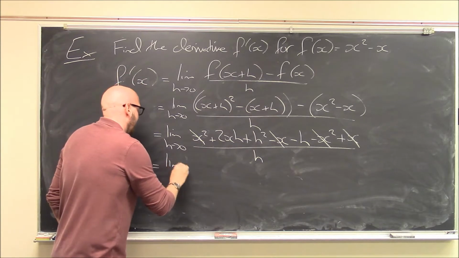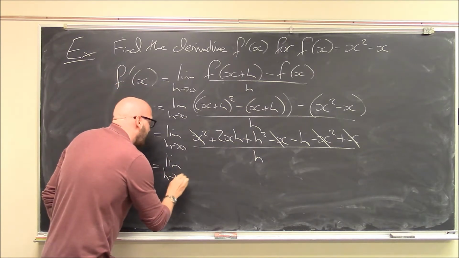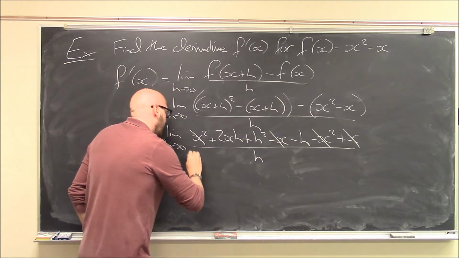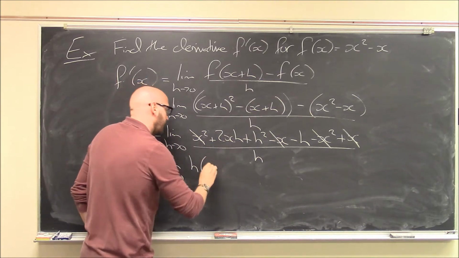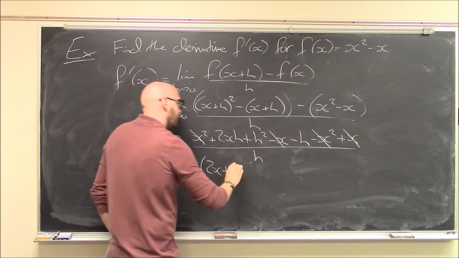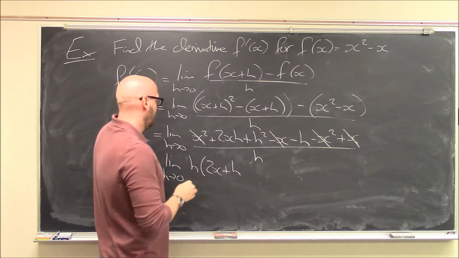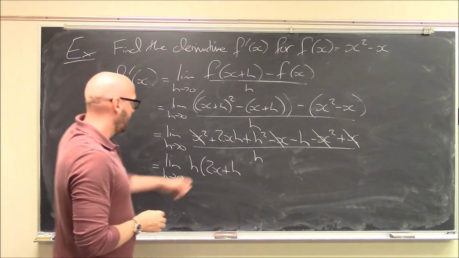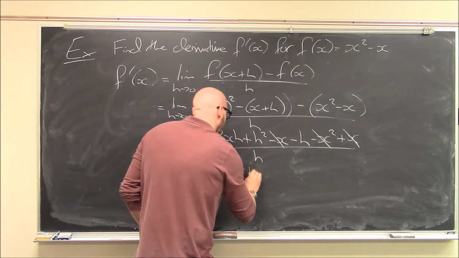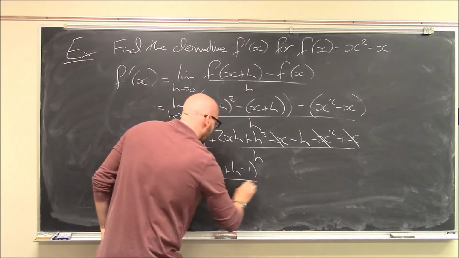And as I had hoped happened, everything left has an h common to it, so I'm going to factor out an h right now. This is h times 2x plus, pulling out an h from here is plus h. And here, pulling out an h from this expression leaves me with minus 1. Right? So minus 1, all over h.